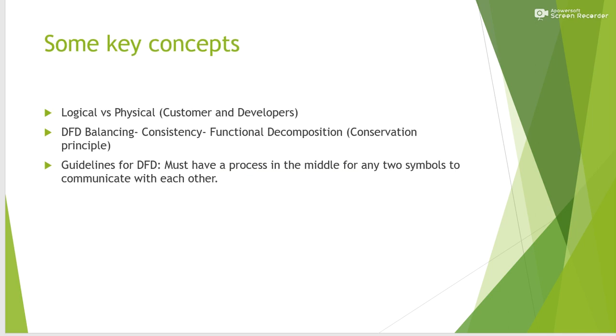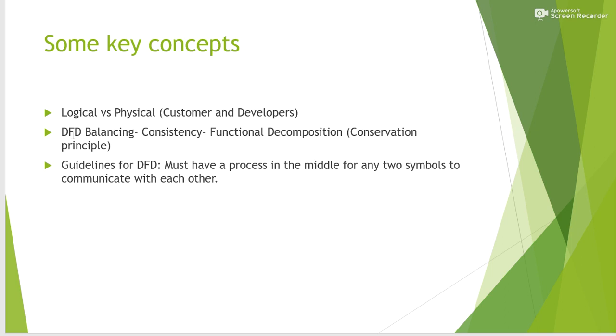Some key concepts behind the data flow diagramming. There are two different types of data flow diagram, logical and physical. The logical is for the customer, which is just an abstract level diagram where we don't show the details. The context level diagram in this case is the logical. The physical diagram, however, is one in which we show the details of the diagram too, and it is for the developers, so the developer can see the details of how to implement it.